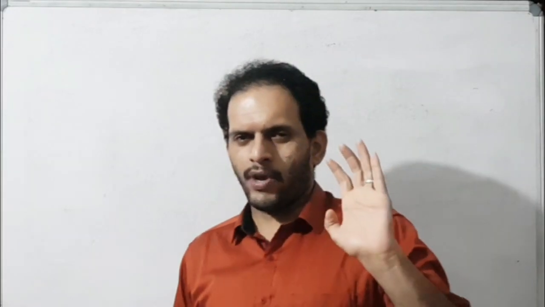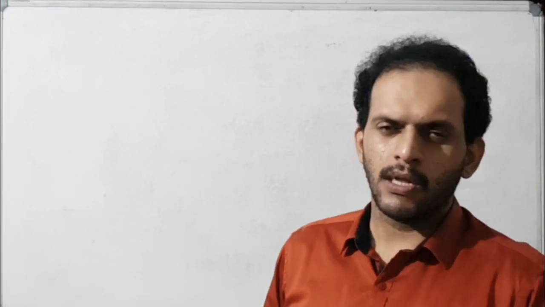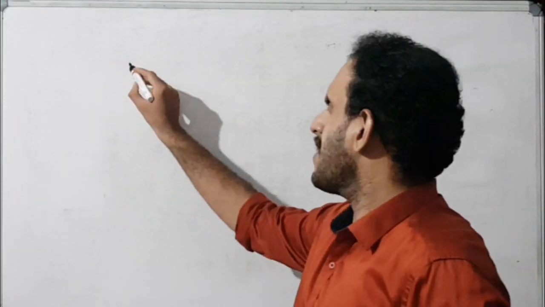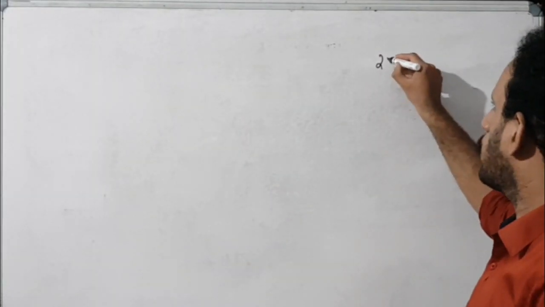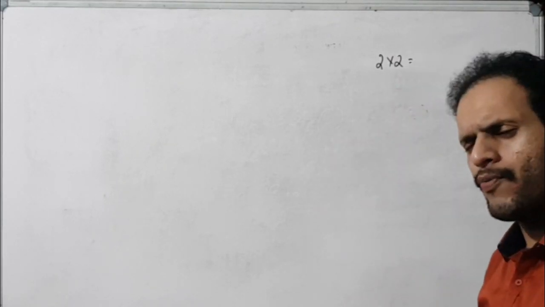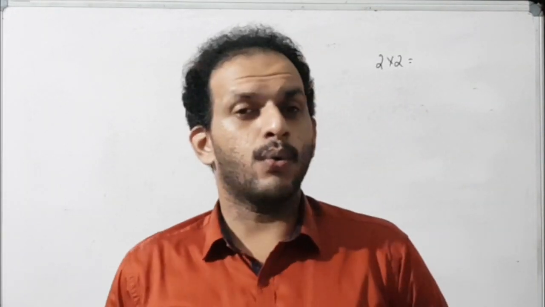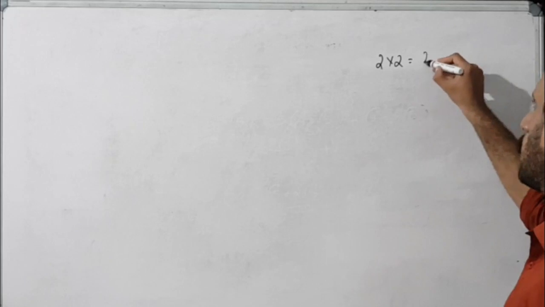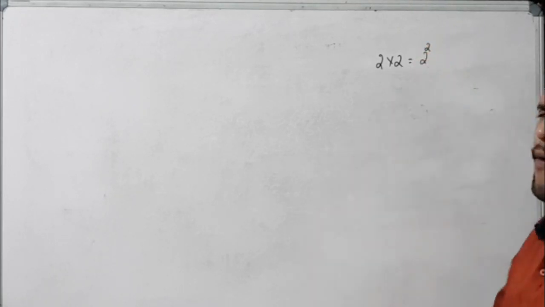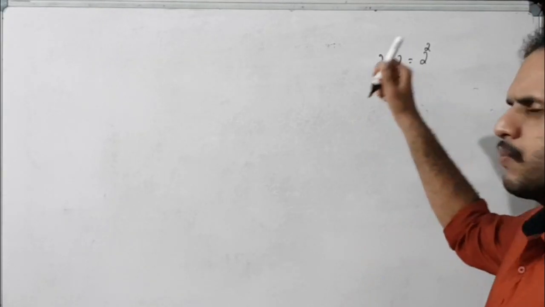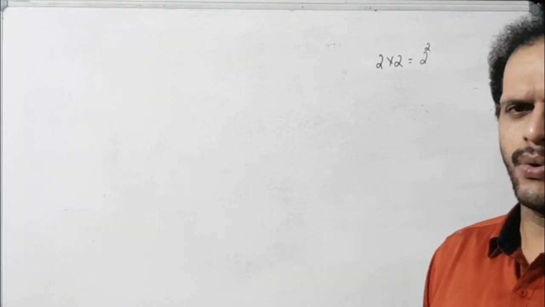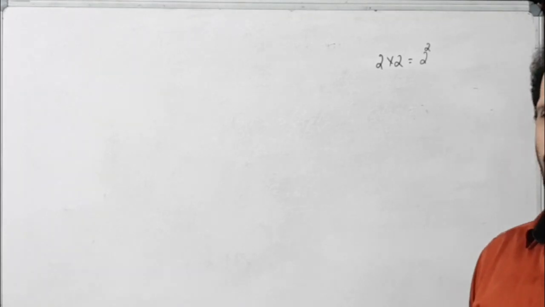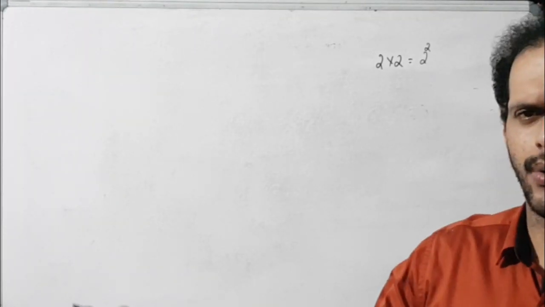Then for simplifying irrational numbers we need these four ideas, and one new one also. Listen here, what is that new one? We know the meaning of 2 into 2, or how do we represent 2 into 2? 2 into 2 we represent as 2 square. That means the meaning of 2 square is 2 into 2. We studied this last year also.